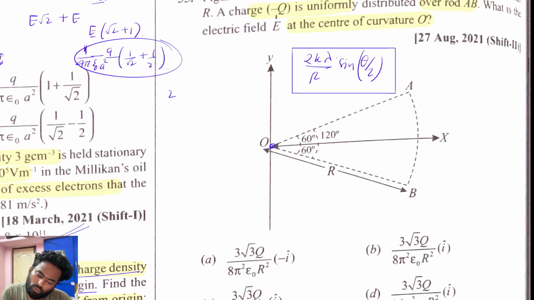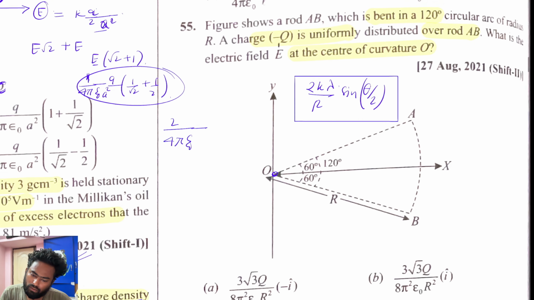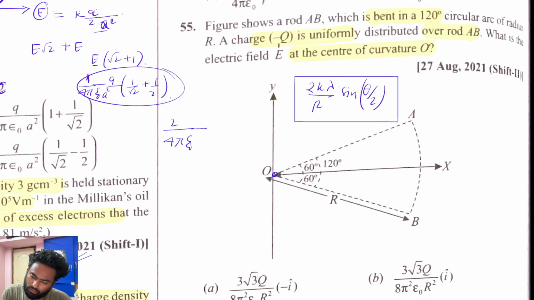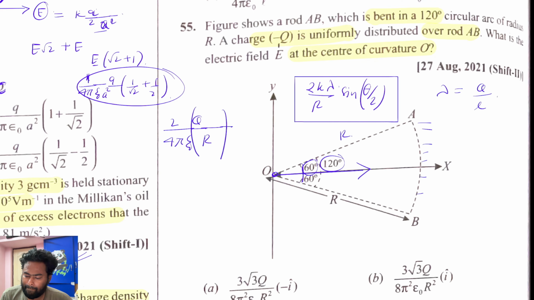Okay, so 2 by 4 pi epsilon naught. Now, charge was given how much? Q. So it will give electric field towards this direction, that is for sure. AB is negative charge, so it will give towards, so I cap. So direction no problem. Charge upon r into theta. Lambda I am defining as charge per unit length. So charge and length is r into angle. So angle is how much? 120 degree, so 2 pi by 3.